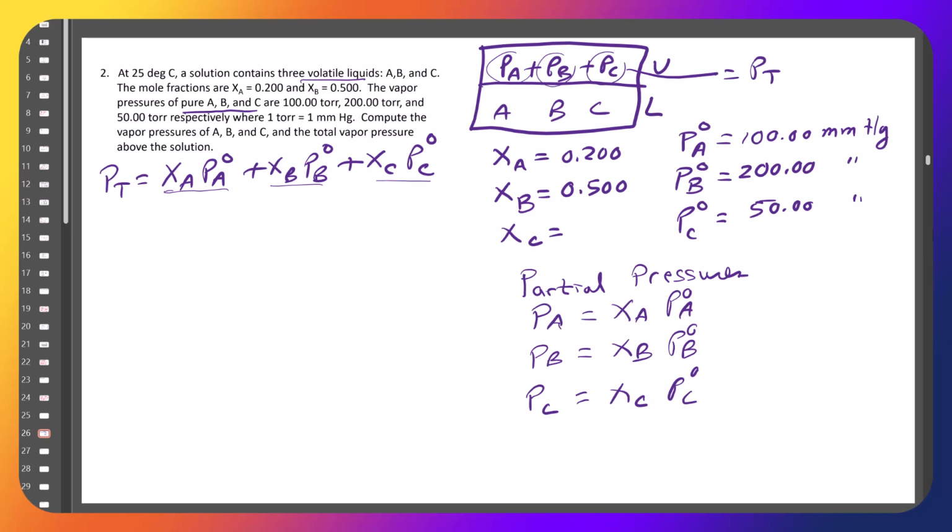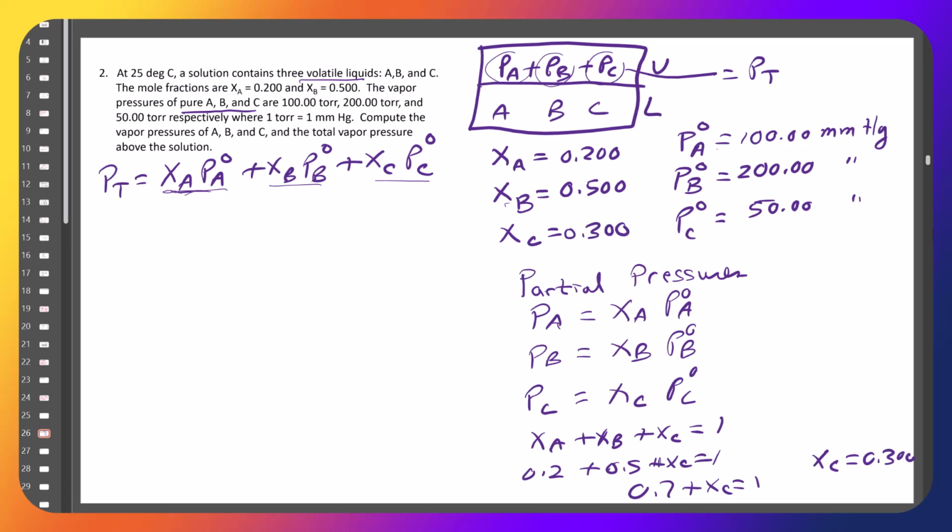We have the first two terms, XA and PA0. We have the next two terms, XB and PB0. We have PC0 but not XC. So we need to calculate XC. So remember that mole fractions always add up to 1, something I won't tell you on a test. So we can always get the last mole fraction by subtraction, knowing the other two. So we could plug some numbers in here. XA is 0.2, XB is 0.5, 0.7 plus XC equals 1, XC is 0.3.